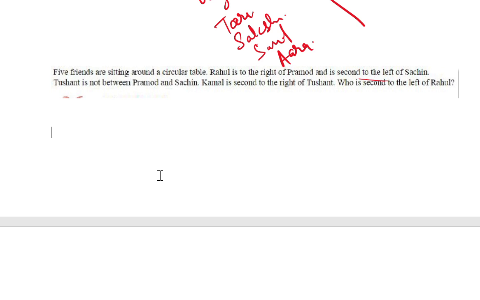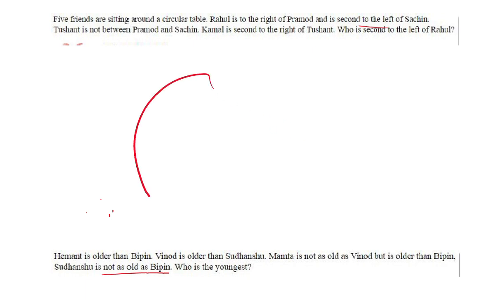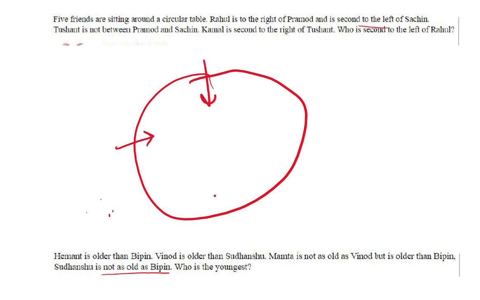Five friends are sitting around a circular table. Now we have a question of arrangement in circular again. Five friends are here. Rahul is to the right of Pramod. No direction is given, so we'll consider inside only. Suppose Pramod is here. Consider adjacent only, so Rahul is on the right.